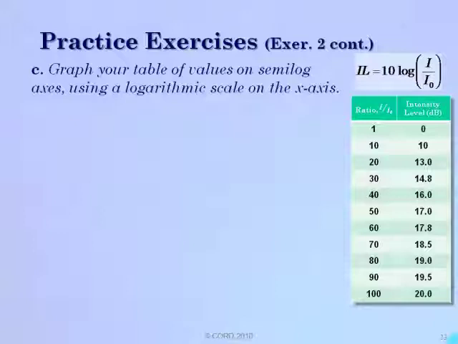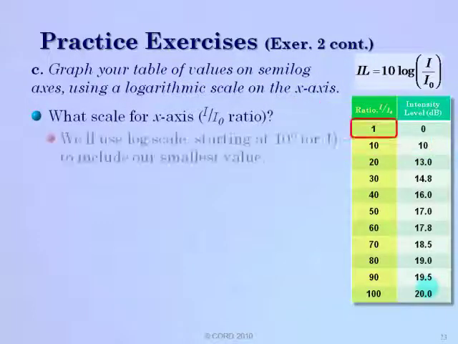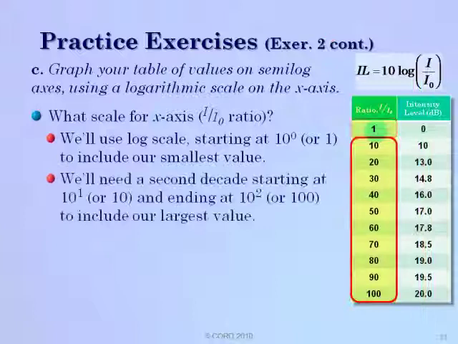Now let's graph those same values on a semilog axis using a logarithmic scale on the x-axis. The x-axis is, of course, the ratios of the I to I0 values. What scale should we use for that? Well, we need to start with 10 to the 0 power, which is 1, as our smallest value. Then our second decade will start at 10, or 10 to the 1, and needs to end at 10 to the 2 in order to get the value of 100 in there.